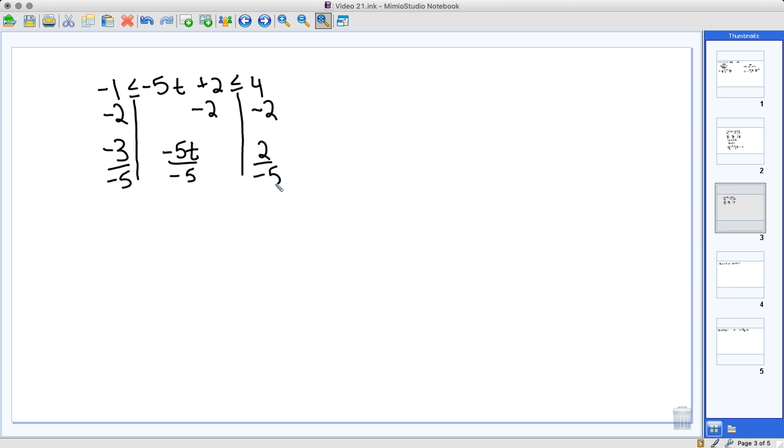Again, dividing by a negative, we're going to have to flip our signs. -3 over -5 does not simplify, so I'm just going to leave it as 3/5. Flip my sign, flip my other sign, and then 2 divided by -5 is -2/5. If you wanted to write them as decimals, that's totally fine. You're absolutely welcome to do that. Again, this is not written mathematically correct, so we have to change it.